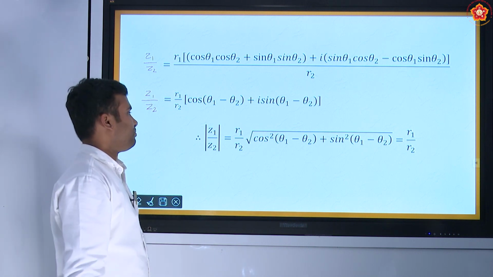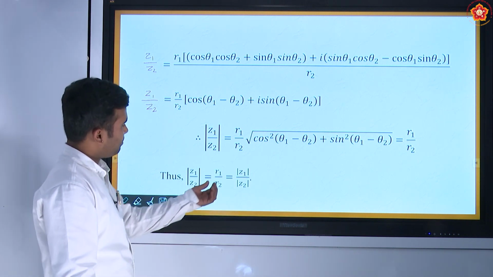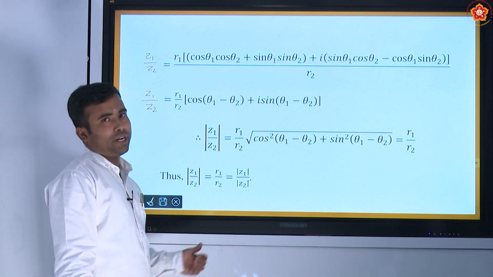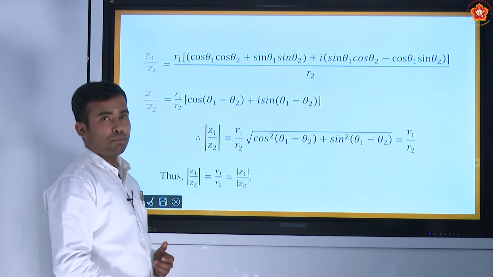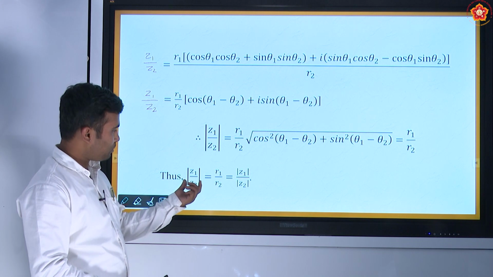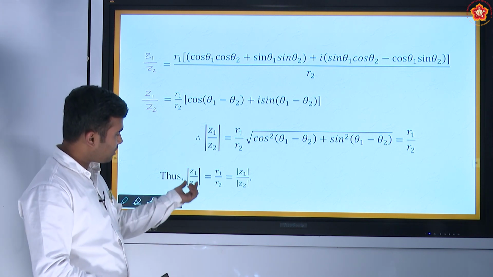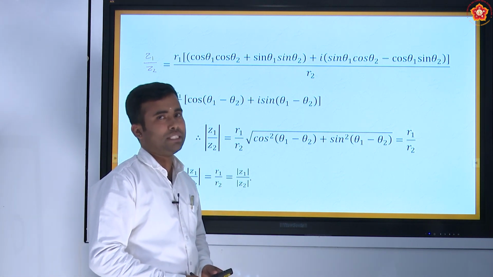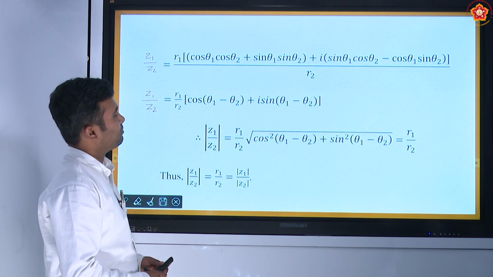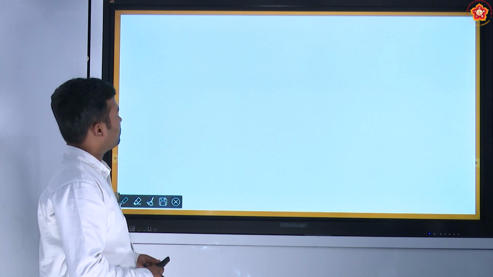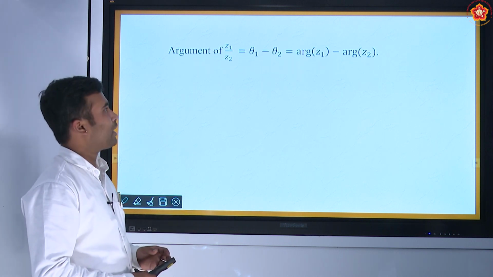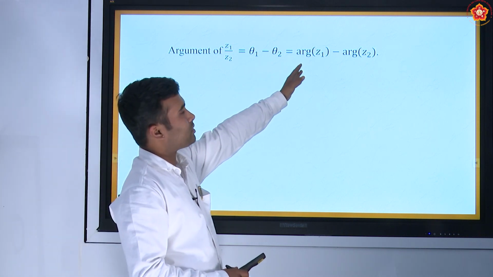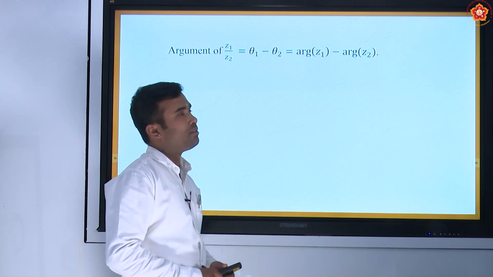So, now what is R1? In the beginning we expressed that R1 is modulus of Z1 and R2 is modulus of Z2, and this proves the given statement, that is, modulus of Z1 by Z2 is equal to modulus of Z1 divided by modulus of Z2. Yes, we can write the argument. Argument of Z1 by Z2 is equal to theta 1 minus theta 2, and that can be expressed as argument of Z1 minus argument of Z2.